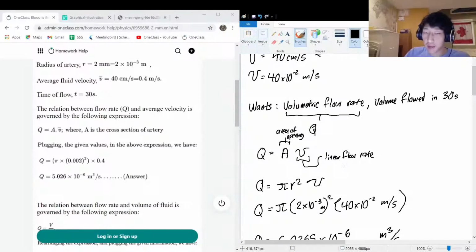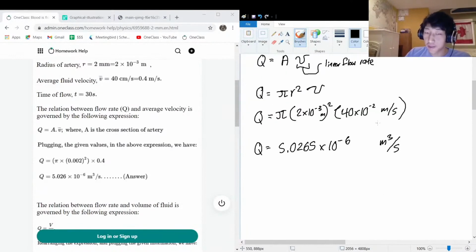Now, if we multiply the total volume flowed in 30 seconds, well, we just multiply our volumetric flow rate with the time. So the volume, oops, let's not use that curly V, let's use capital V for volume, or let's just say vol of blood is going to be Q multiplied by the time flowed, QT.